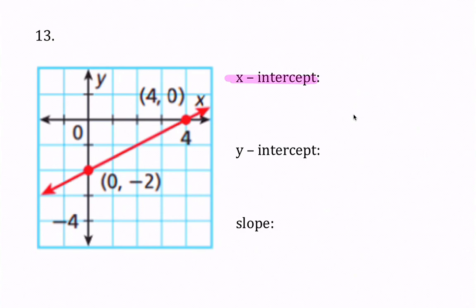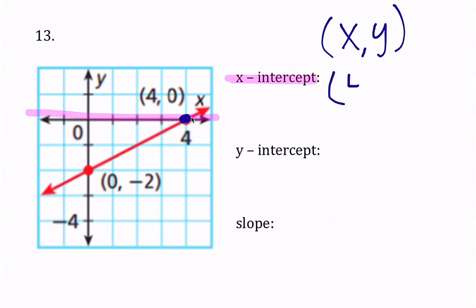So for the x-intercept, I'm looking at the x-axis. I see that it intercepts the x-axis here at this point. Well, guys, to write that as a coordinate, I know it already says it, but a point is always the x value first, and the second number is the y value. Okay, well, if we're talking about the x-intercept, I know it crosses the x at 4, so that's why I put 4 first. My y value is 0.